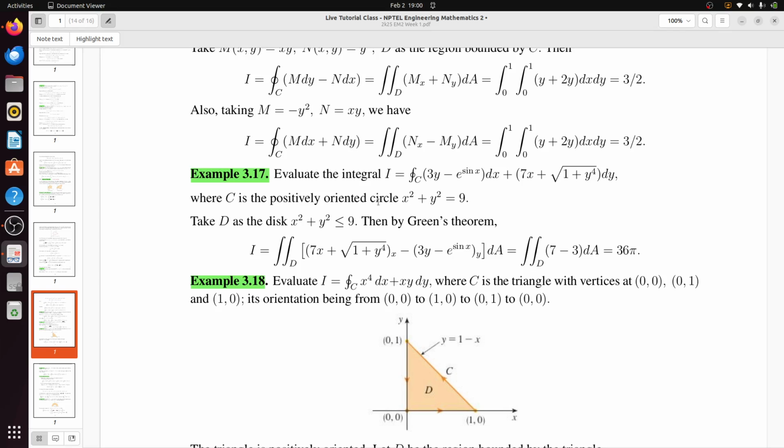Now you need to evaluate the integral of x to the power 4 dx plus xy dy, where C is the triangle with vertices (0,0), (0,1) and (1,0), and its orientation being from (0,0) to (1,0) to (0,1) to (0,0). So this is our orientation. Now this line integration you need to convert into surface integration using Green's theorem, and then solve it. Sir. Hello.